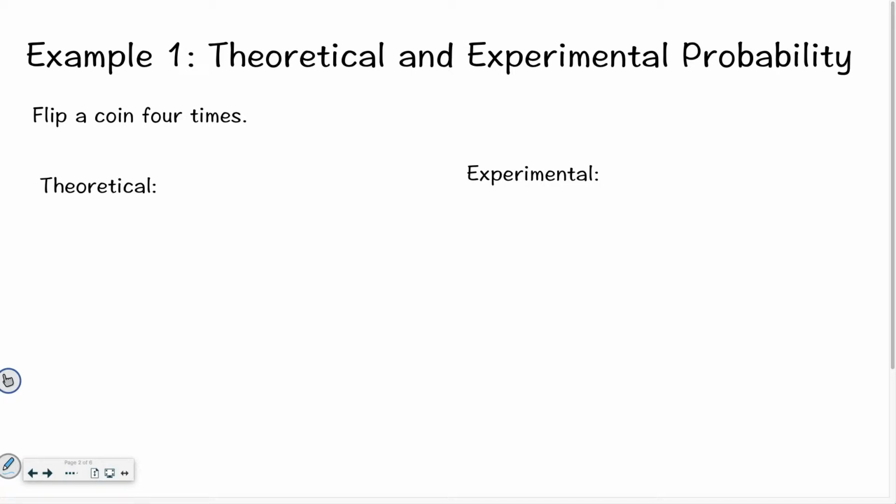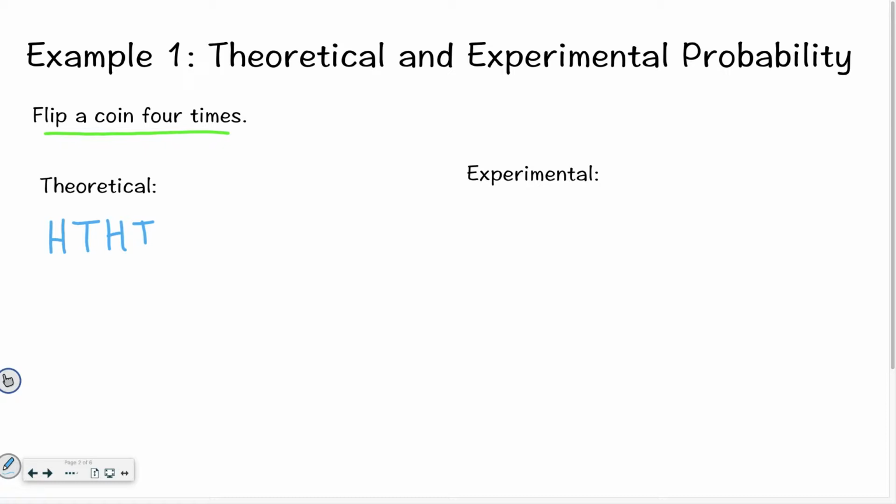So if I think about the theoretical probability of flipping a coin 4 times, it means that I would get heads twice and tails twice, right? Because heads and tails are the only two options. In a perfect world, they would alternate or appear exactly the same number of times, or any combination where the heads and the tails happen equally.